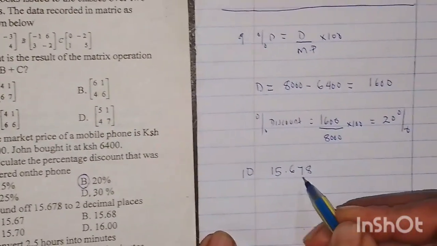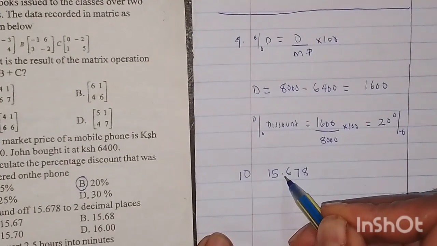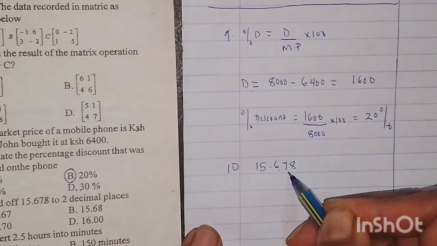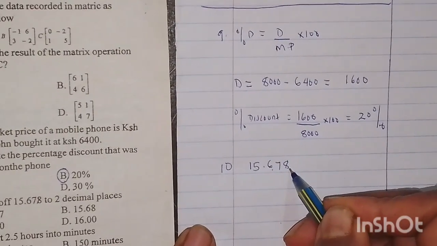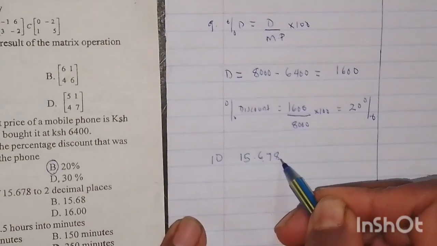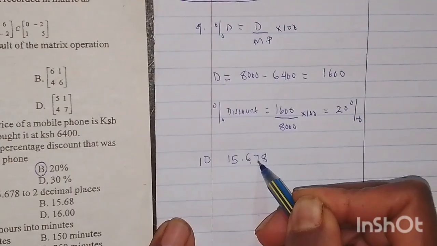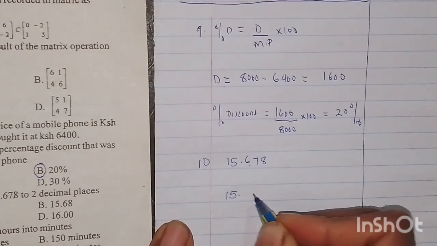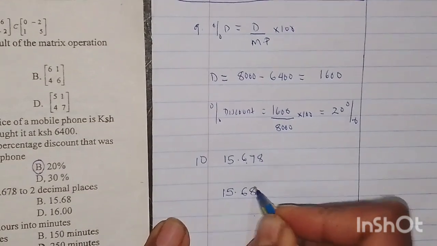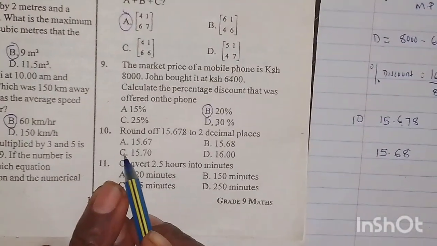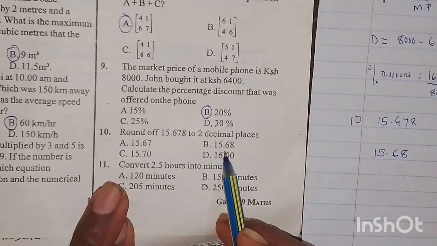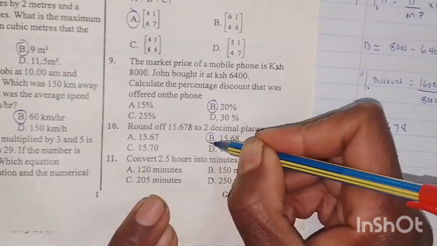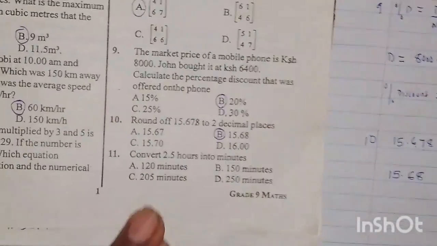15.678 to 2 decimal places. Decimal point to start from where the decimal starts. 1 decimal place, 2 decimal places. But since 8 is bigger than 5, then we shall round off 8 and 7 so that this 7 shall be 8. And therefore, the answer is 15.68. A is wrong, 15.67, but B is correct, 15.68. We are circling B as the correct answer.